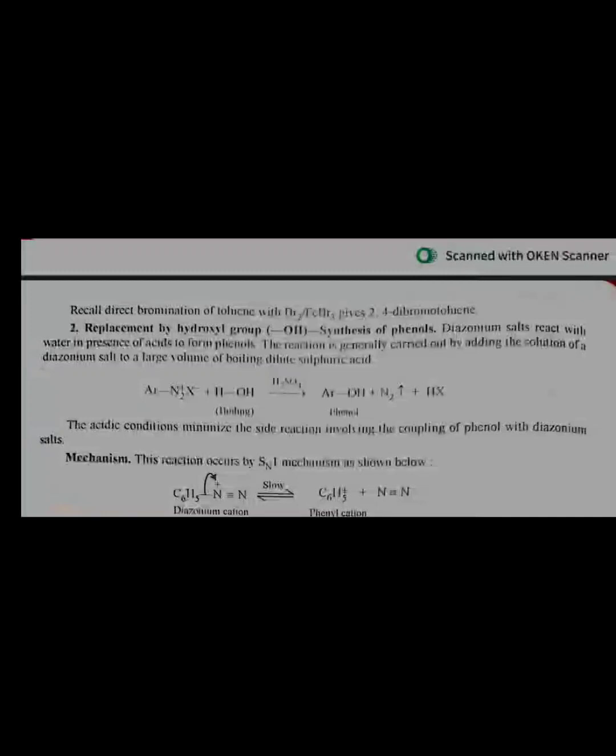2. Replacement by hydroxyl group. Synthesis of phenols. Diazonium salts react with water in presence of acids to form phenols. The reaction is generally carried out by adding the solution of a diazonium salt to a large volume of boiling dilute sulfuric acid. The acidic conditions minimize the side reactions involving the coupling of phenol with diazonium salts.